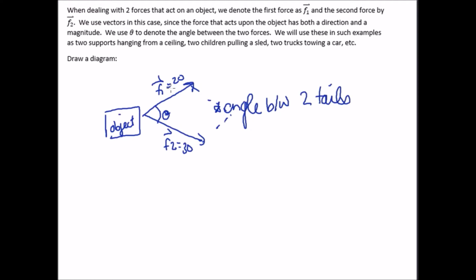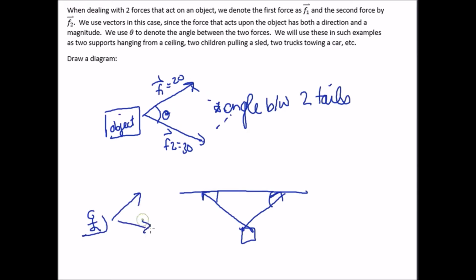Okay, we'll have to use trig for that. We will use these in such examples as two supports hanging from a ceiling. Say something's hanging here from two supports, and we have the forces going up. Or we could have a kid on a toboggan and his friends pulling him in two different ways, or a boat being pulled by two smaller boats.